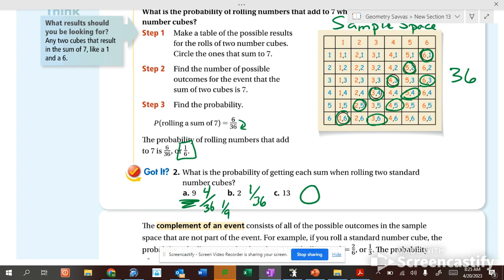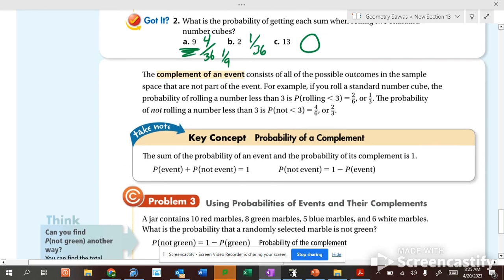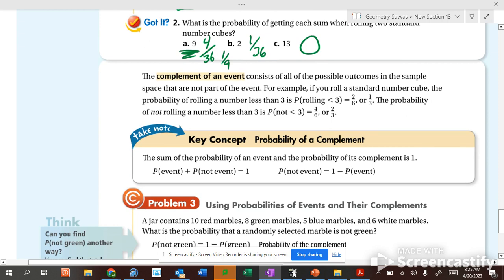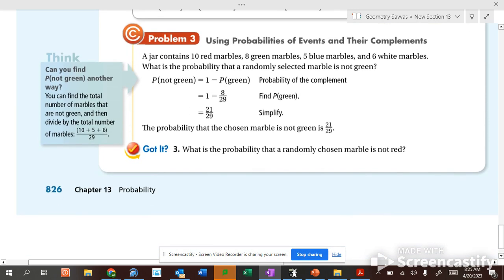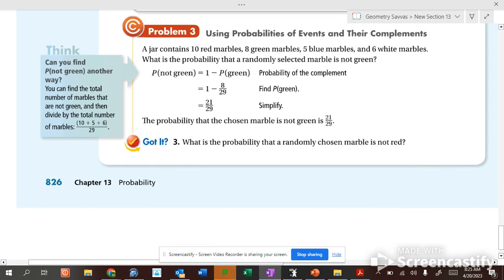The complement of an event consists of all the possible outcomes in the sample space that are not part of the event. So let's say today there's a 70% chance of rain. What's the percent chance that it won't rain today? 30%. So the probability of something happening is 1, or 100%. The probability it won't happen, you take 1 minus that.